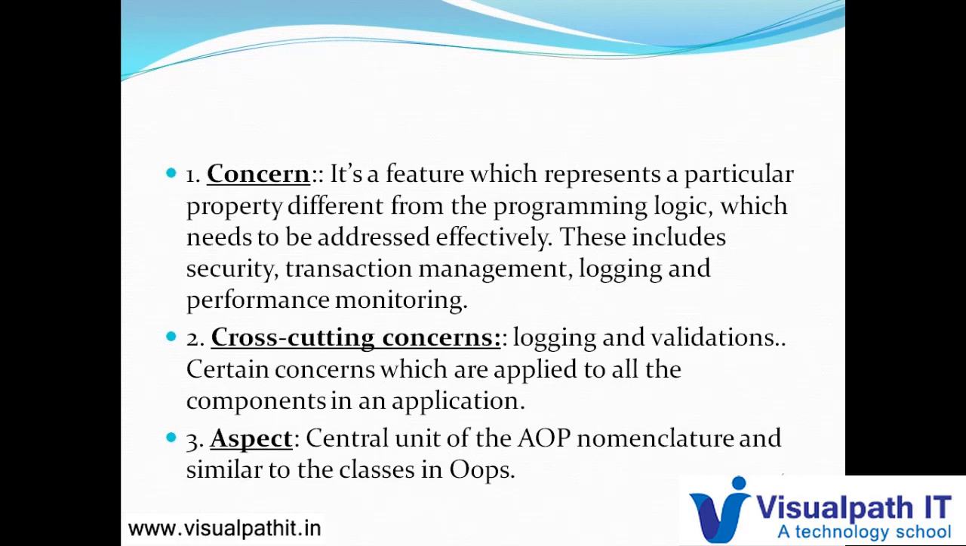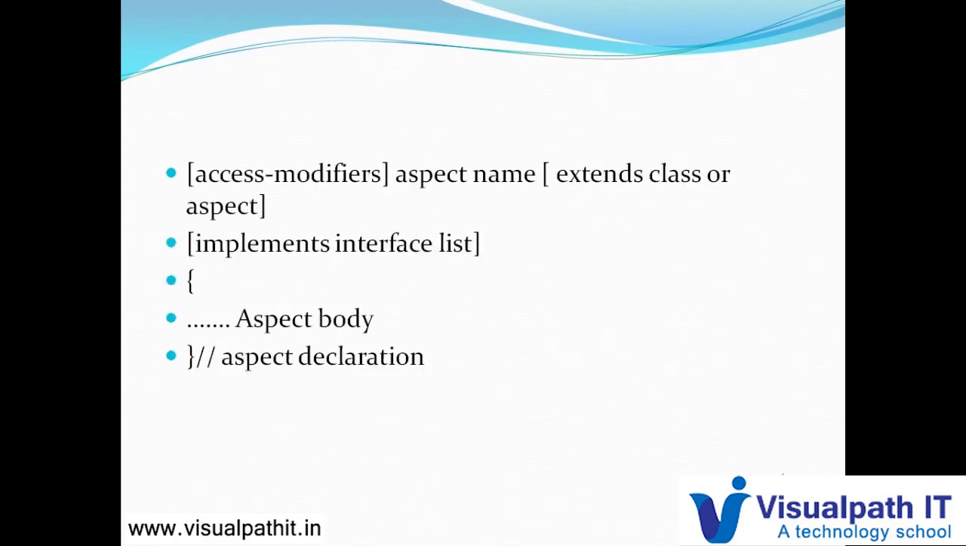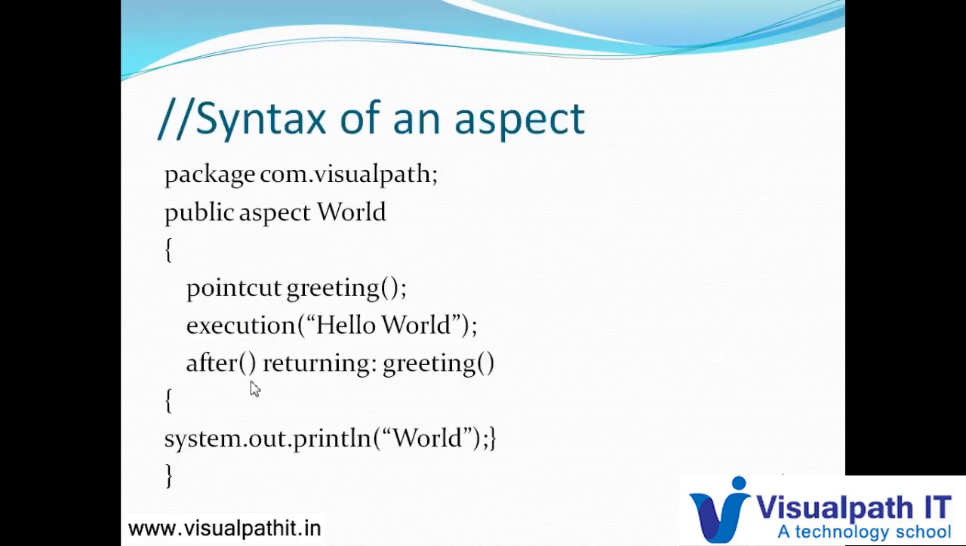Aspect. Central unit of AOP nomenclature. It's a very important unit and is similar to the classes in OOPS. So how exactly does it look? The syntax is as follows: aspect modifier, aspect name, extends class or an aspect, implements interface list, and the aspect body, here the aspect declaration.